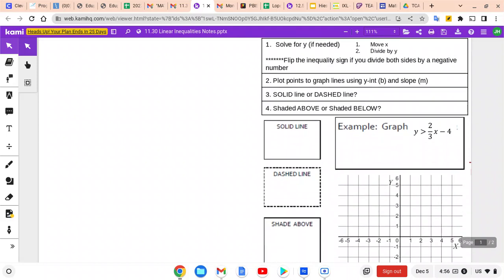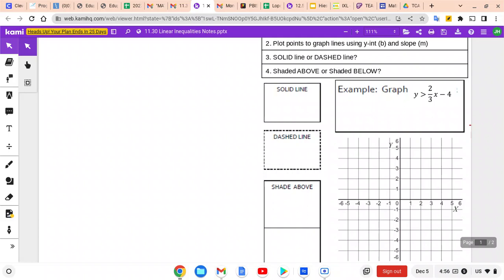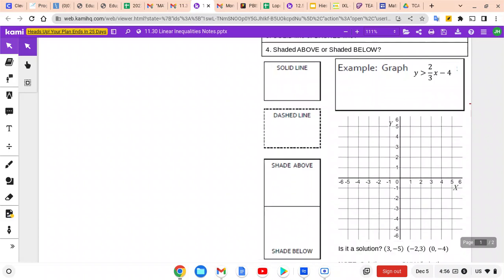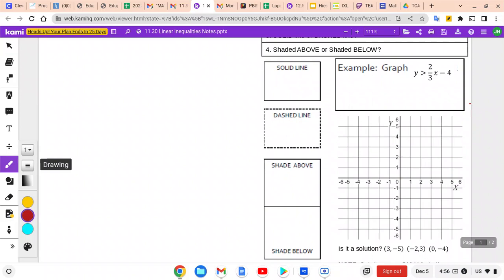We need to know when to use a solid line versus a dashed line and when to shade above or below. So for solid lines, you want to use them if you're using greater than or equal to, or less than or equal to. That equal to is how you know to use a solid line. In contrast, the dashed line is if it's just greater than or less than without the equal to. Now, regardless of whether it's a solid or dashed line, if it's greater than, you shade above, and if it's less than, you shade below.